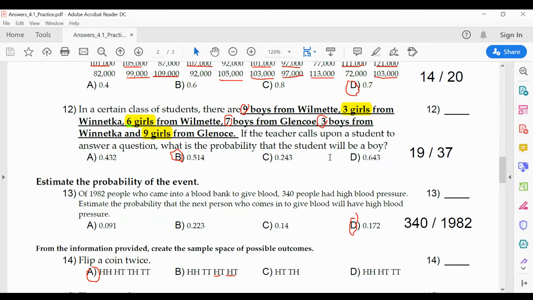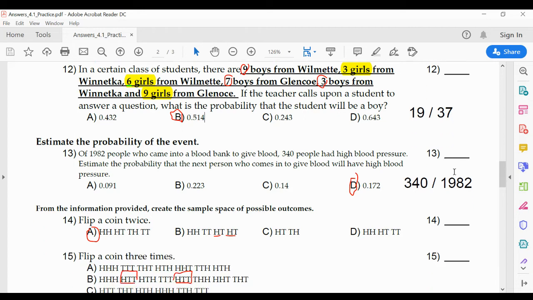And your calculator will take this and express it as a decimal, 0.514. Favorable 19, total 37.